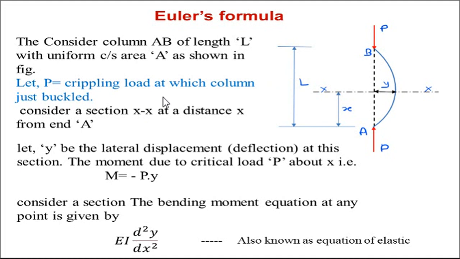The crippling load is the load at which the column just buckles or bends. Consider a section XX at a distance x from end A. So we have taken any section, any axis XX at a distance of x from the end A. Let y be the lateral displacement, or the lateral deflection, at this section.